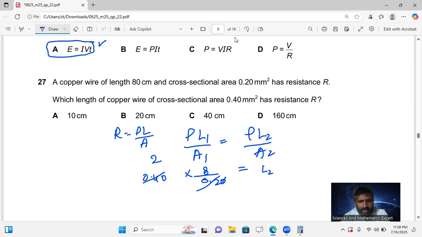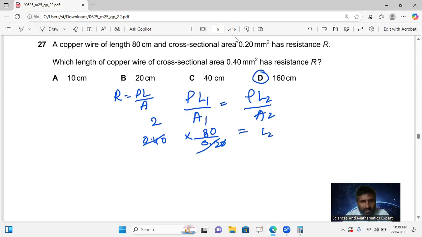A copper wire of 80 centimeter. It is 80, and 80 times 2 is 160. So option D is there. I was just missing the 0 over there, so I was a little bit confused about what happened with the values of the answers.